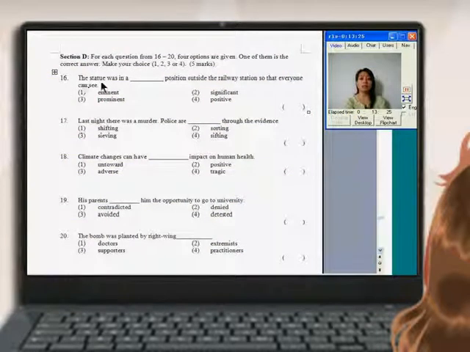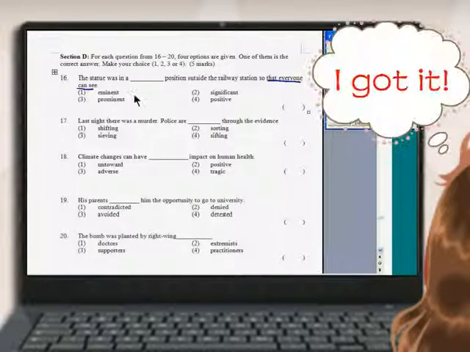Question 16. The statue was in a prominent position outside the railway station so that everyone can see. So we look at the options: number 1, imminent, number 2, significant, number 3, prominent, number 4, positive. So the sentence says that this statue is at a place or a position so that everyone can see.